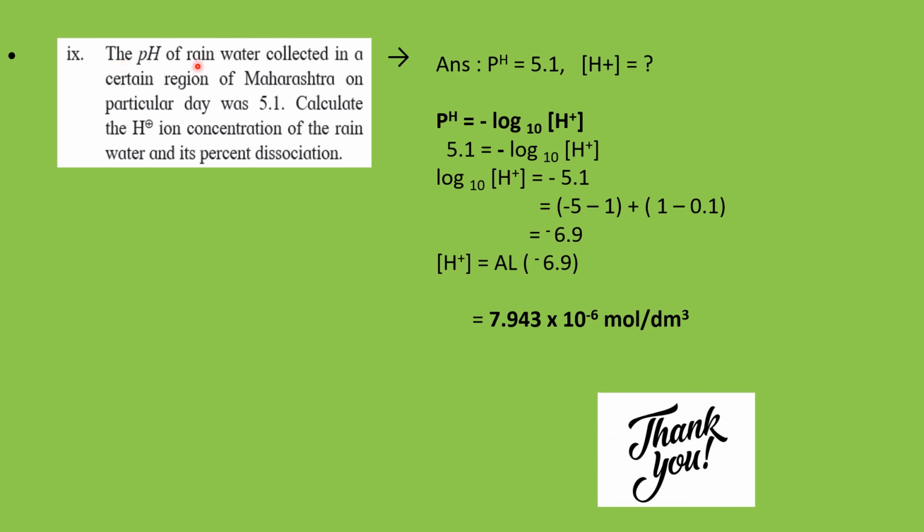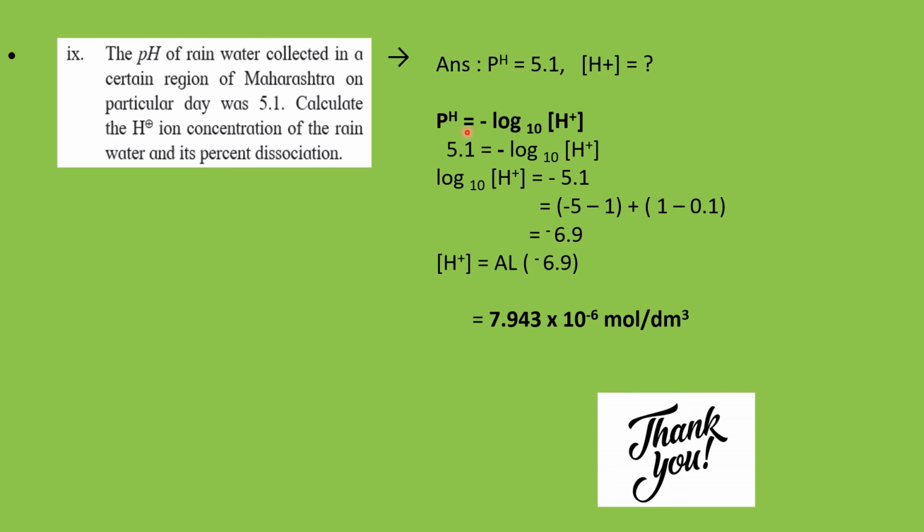9th question. The pH of rainwater collected in a certain region of Maharashtra on a particular day was 5.1. Calculate the H plus ion concentration of the rainwater and the percent dissociation. So in this question, pH is given. We are asked to find out the H plus ion concentration and the percentage of dissociation, that is, percentage of alpha. Using this pH, we can find out the H plus ion concentration. To find alpha, the formula is H plus ion concentration is equal to alpha square C. But C is not given in the question, so we can find out only the molar concentration of H plus.